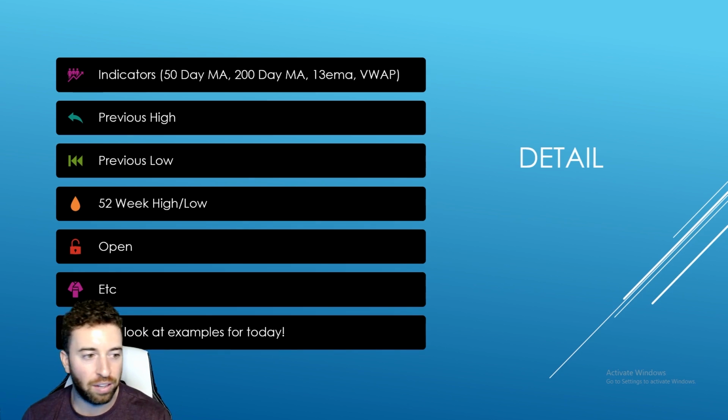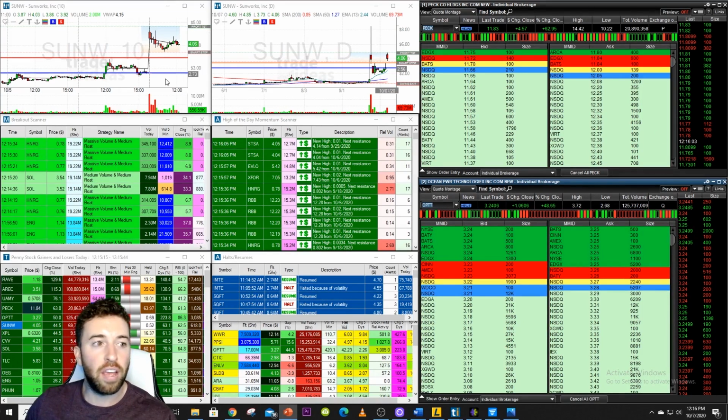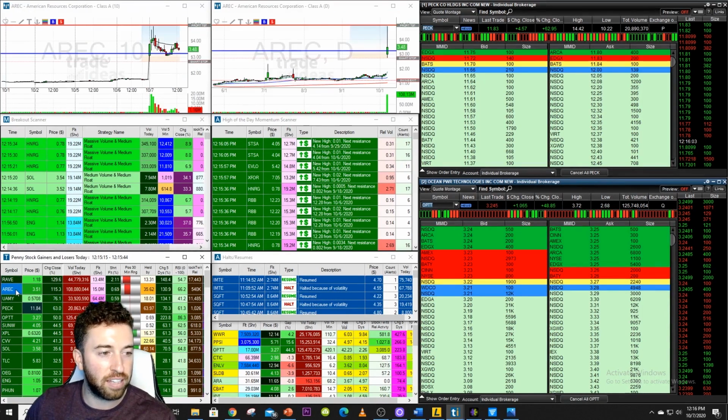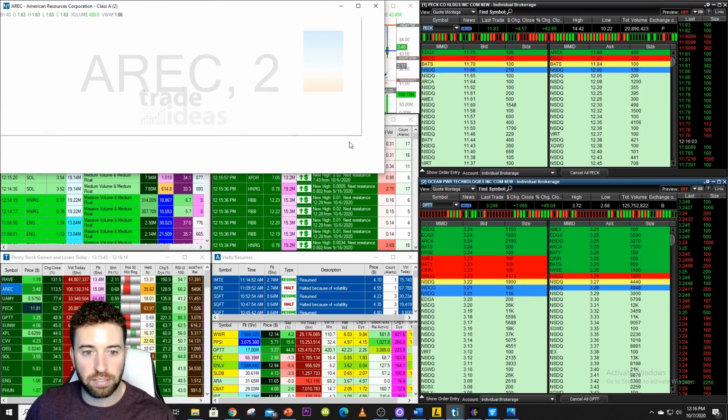So detailed is going to be more along like the indicators. Now, why do we use indicators? If you're saying, does the 50-day moving average, 200-day moving average, 13 EMA, and VWAP really mean anything to you? To me, they don't really mean much at all. I only use them because everyone else uses them. And since everyone else uses them, they hold up as support and resistance lines for us to be able to make money.